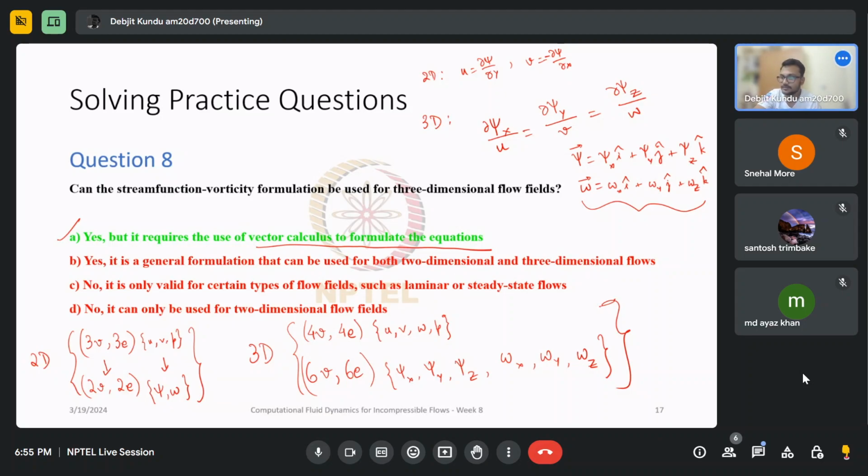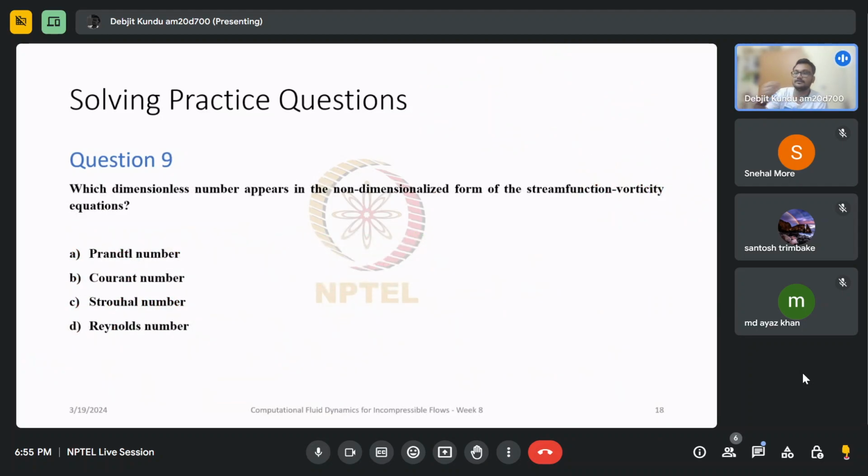All right. So let's move on now to question number 9, which is a very simple question. It's asking us which dimensionless number appears in the non-dimensionalized form of the stream function vorticity equations. So from u, v, psi, omega, if we move to u star, v star, psi star, omega star, the non-dimensional quantities, then in those equations, which dimensionless number appears?